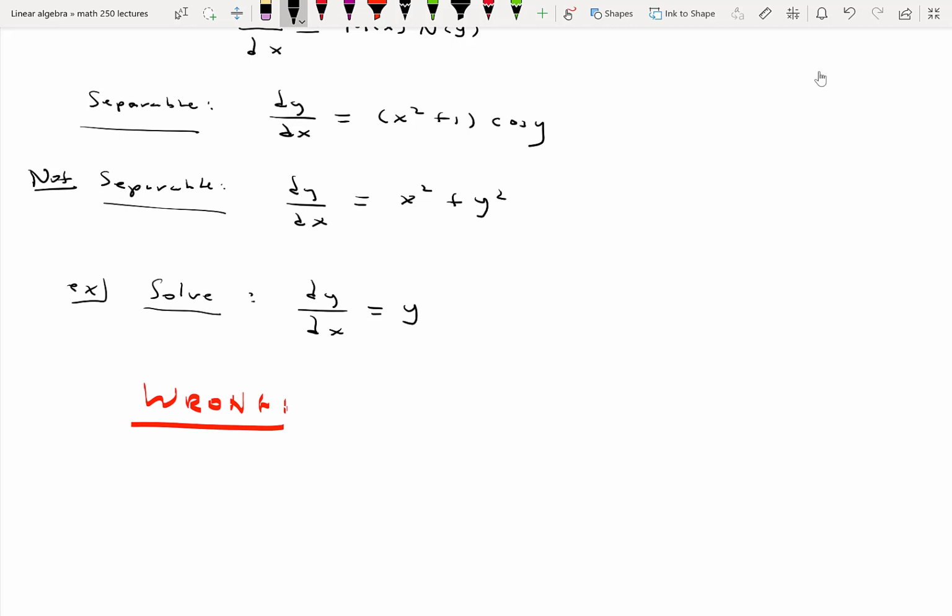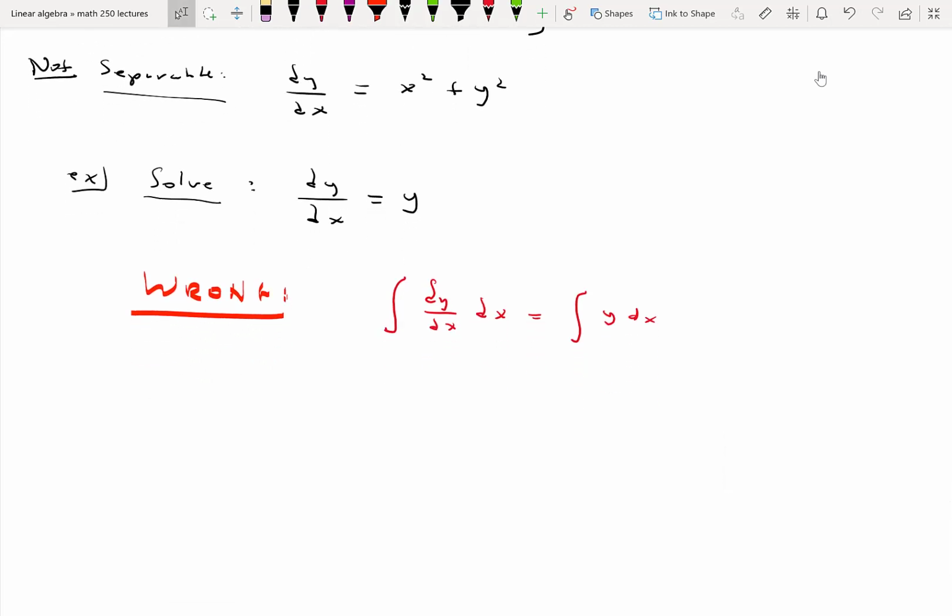It's wrong to take dy/dx equals y, and integrate both sides with respect to x. Shouldn't say it's wrong. It just won't give us our solution, because look what happens. We get y, the most general antiderivative of the derivative, is y plus a constant, equals the integral of y dx. I guess you can put plus a constant, although the integral of y will also already contain the constant.